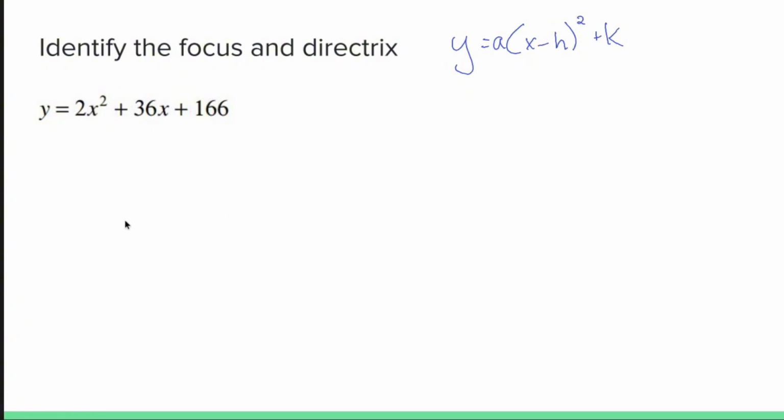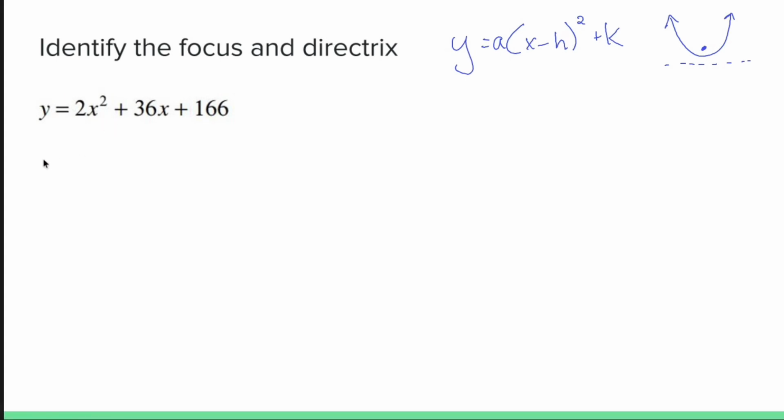Now, what we also recognize before we even begin is that this is a positive leading coefficient, which means it opens upward, which means the focus lives up here and the directrix lives down there. Okay? So, having said that, what we're going to do is complete the square in order to get this in vertex form.